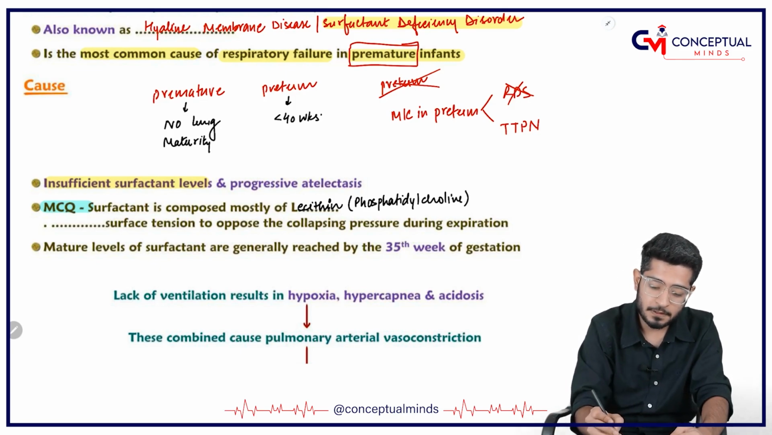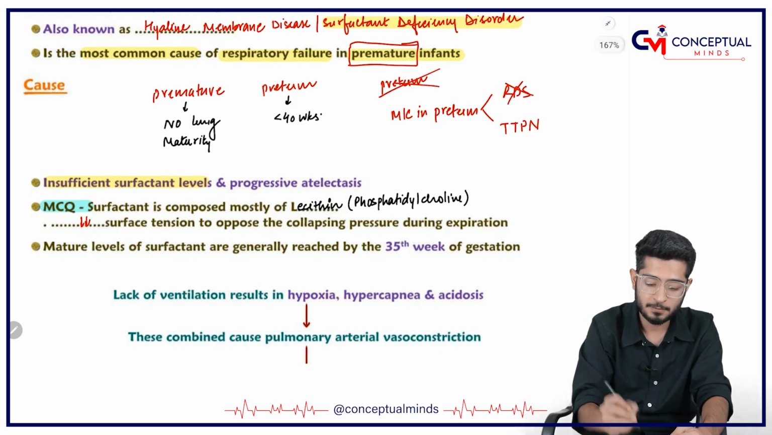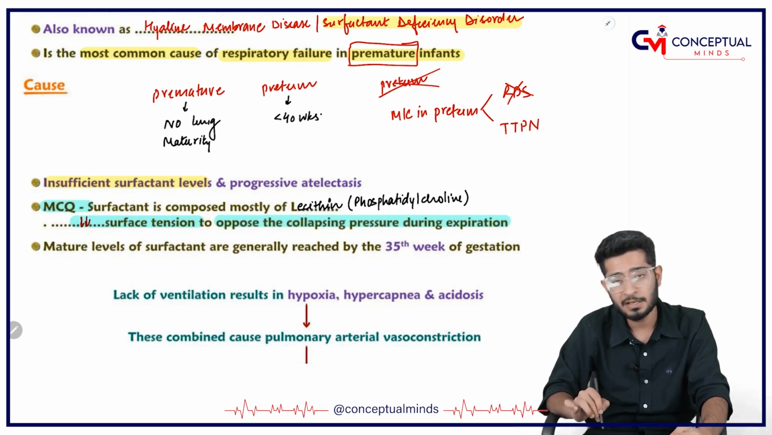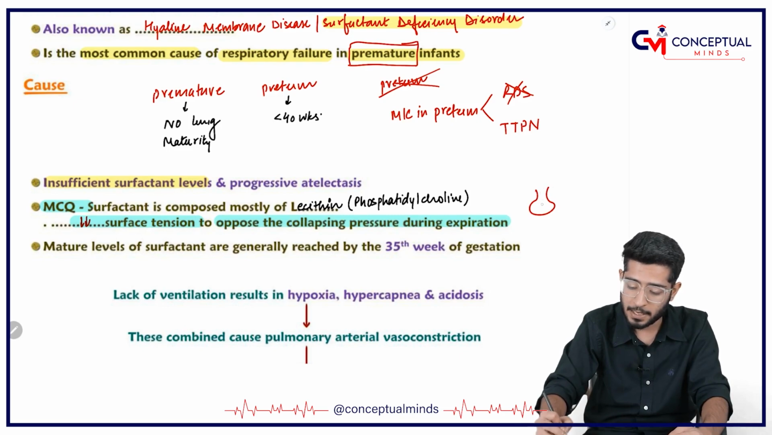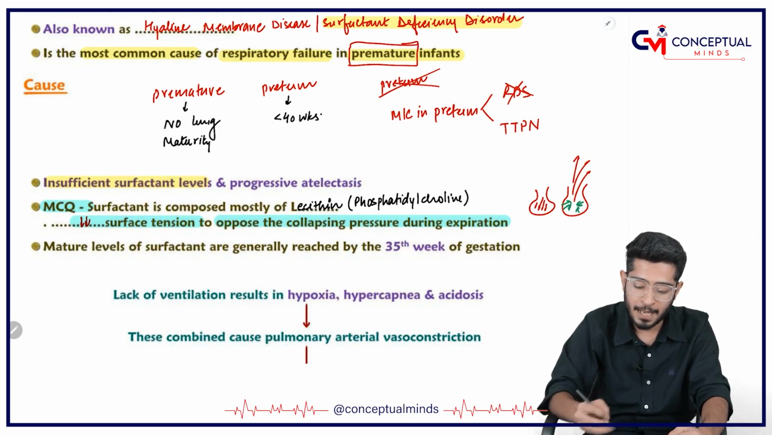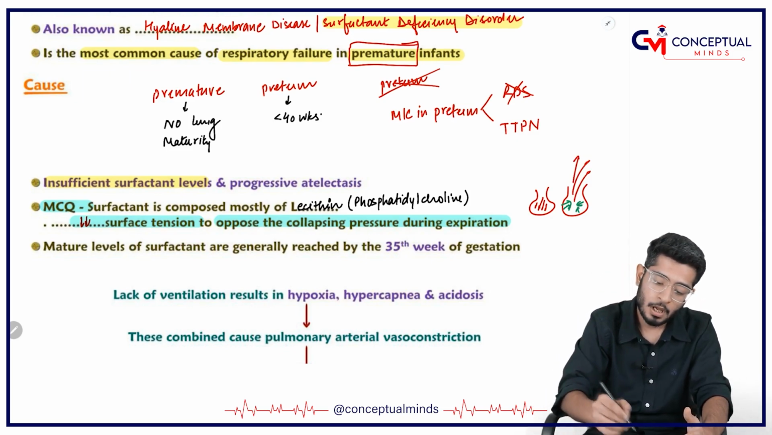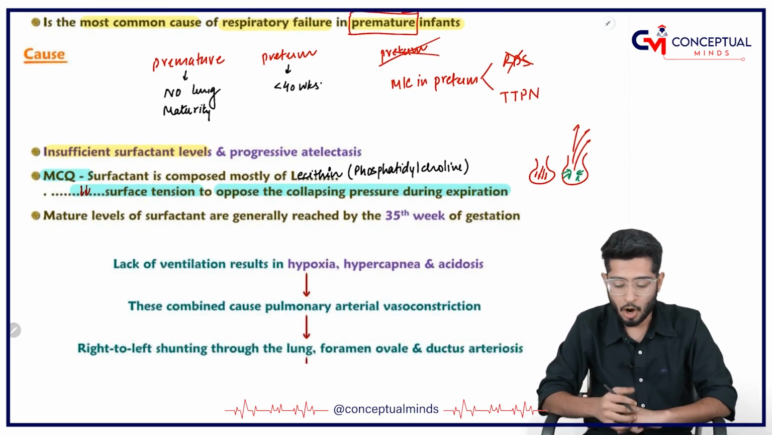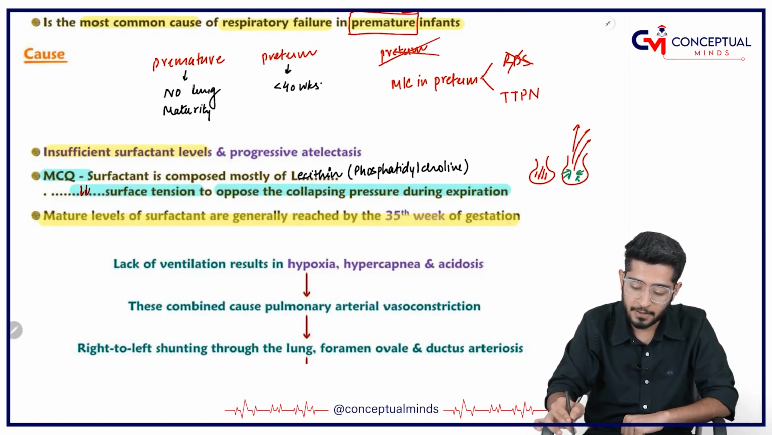This is responsible for decreasing the surface tension. Because there is less surface tension, it is going to oppose the collapsing pressure during expiration. For example, this is your alveoli and there is a lot of air inside. Whenever you expire, the air goes out, and of course the alveoli will try to collapse. So, who is the one that prevents the collapse? Surfactant.